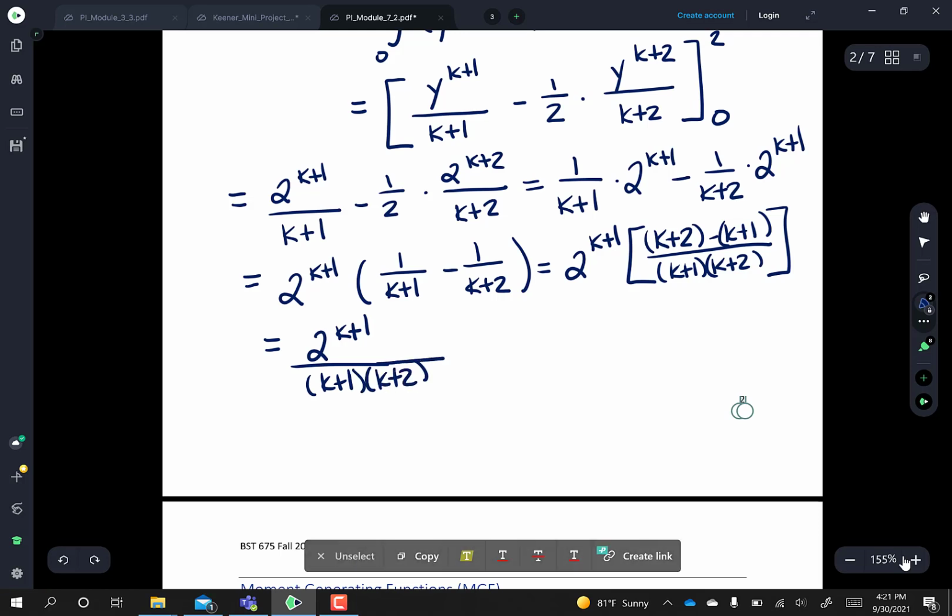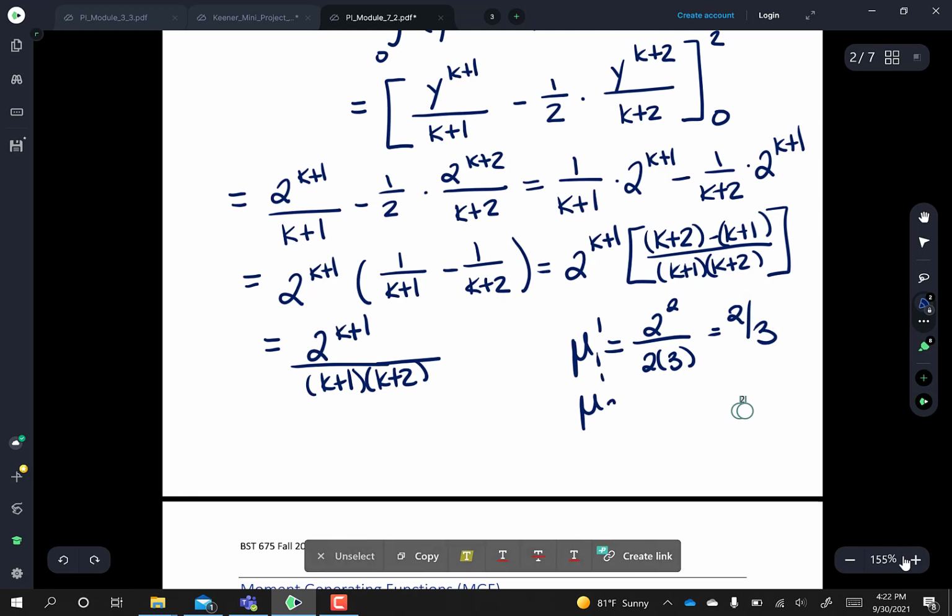And so you may ask, well, why would we want to do this? Well, the reason that we can do this is now that we have what this is equal to, we can now find any of those moments about the origin that we want. So, for example, the first one is going to be when k is equal to 1. So we're going to have 2 to the 2 divided by 2 times 3, which is equal to 2/3.